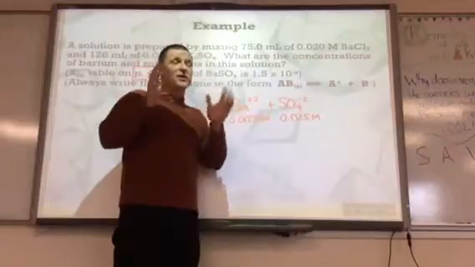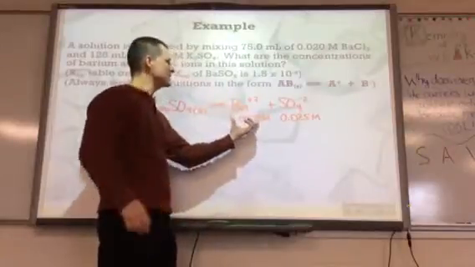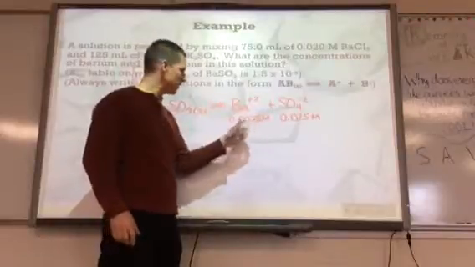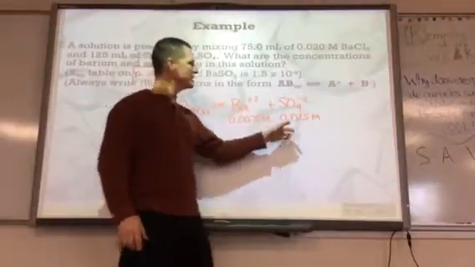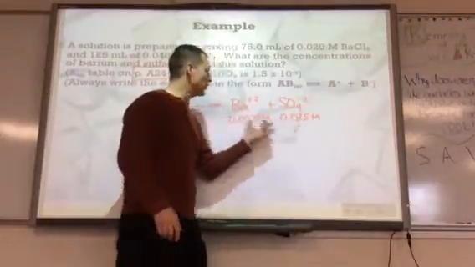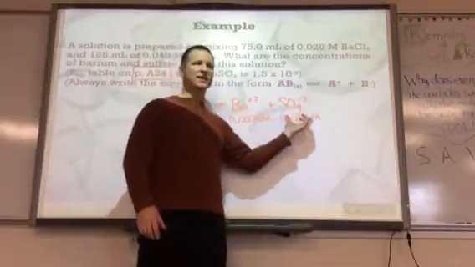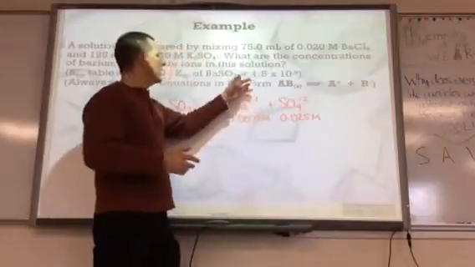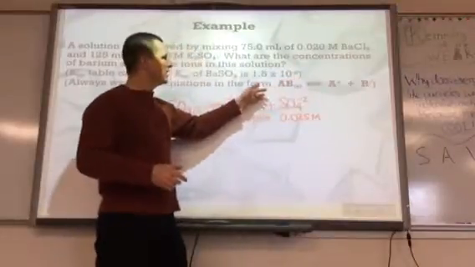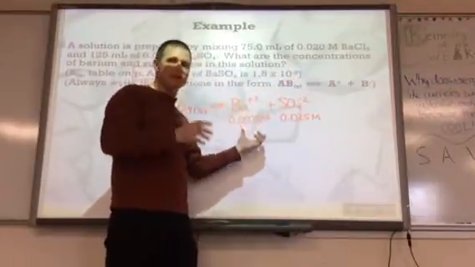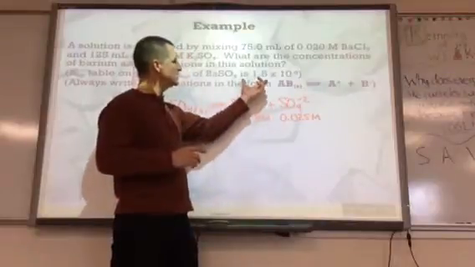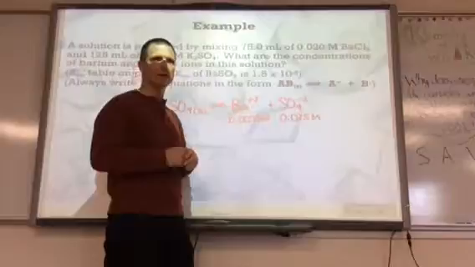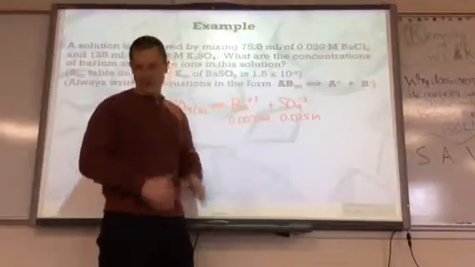Now, I'm going to do a very crude calculation. I'm going to look at this and say, okay, this number is 10 to the negative third. This number is 10 to the negative second. So 10 to the negative third times 10 to the negative second is about 10 to the negative fifth. The Ksp, so that would be Q. Q is 10 to the negative fifth. K is 1.5 times 10 to the negative 9. Is Q greater than K? Yes. So a precipitate forms.